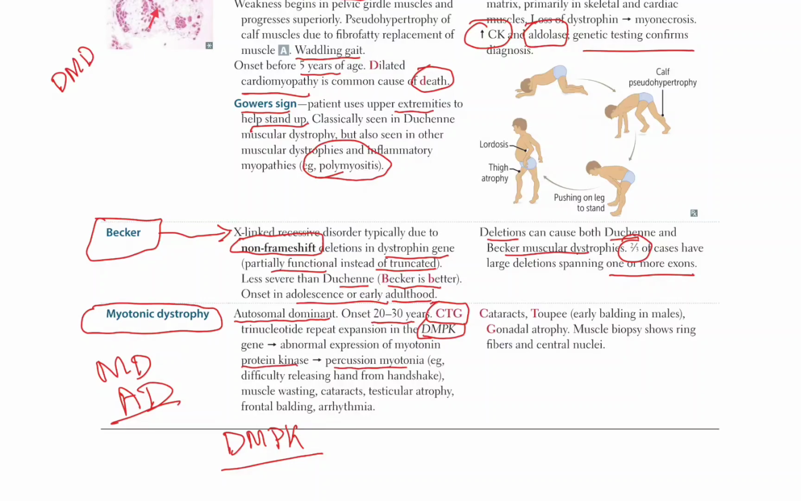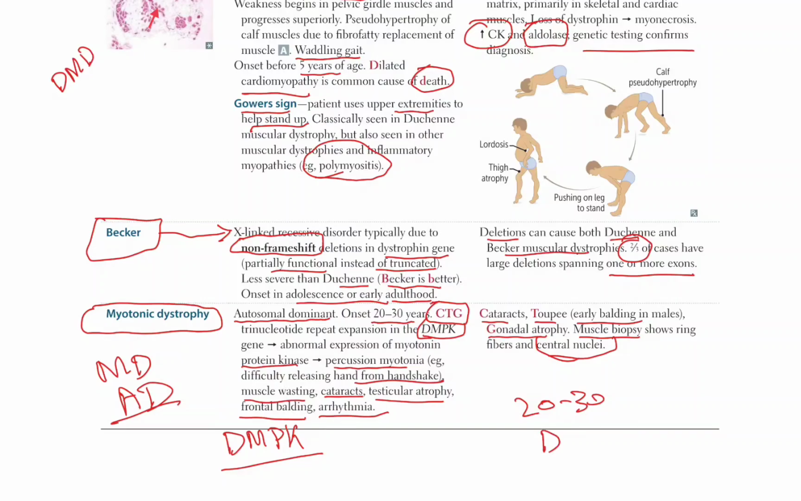That leads to percussion myotonia, for example difficulty releasing the hand from a handshake, muscle wasting, cataracts, testicular atrophy, frontal balding, and arrhythmia. These are signs of myotonic dystrophy. Cataracts, early balding in males, gonadal atrophy. Muscle biopsy shows ring fibers and central nuclei. So these are classic signs of myotonic dystrophy. Its onset is at 20 to 30 years of age.